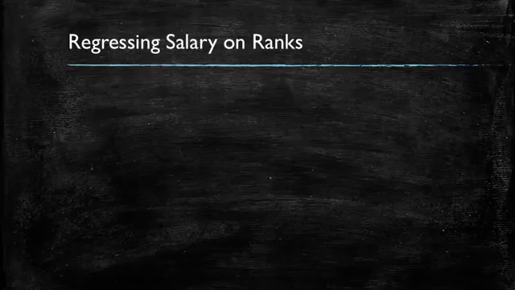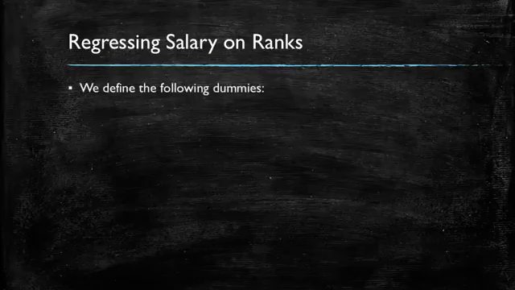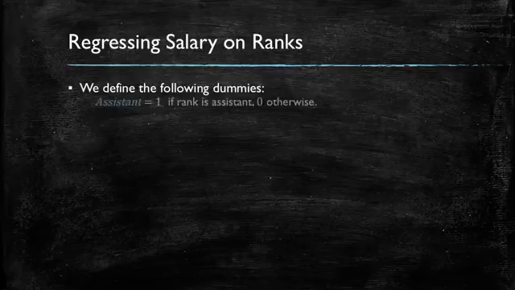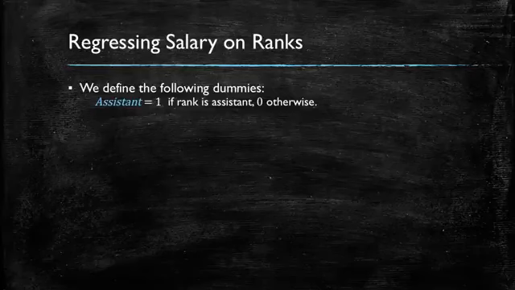So how should our model look like? Let's start by constructing the dummies, and remember we need to leave one of the categories out. It is very standard that we leave the least important or the lowest value category out. So in this case, we're going to be leaving out the instructor category and construct dummy variables for the other 3 categories. Namely, we're going to create a dummy variable called assistant, which is going to be equal to 1 if the rank is an assistant and is going to be 0 otherwise.